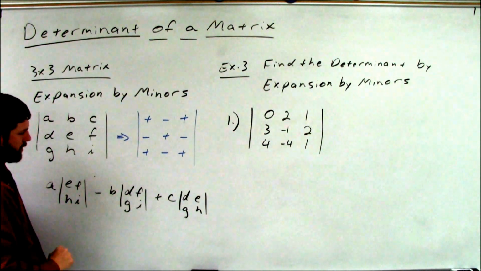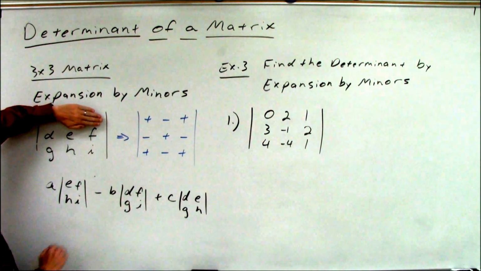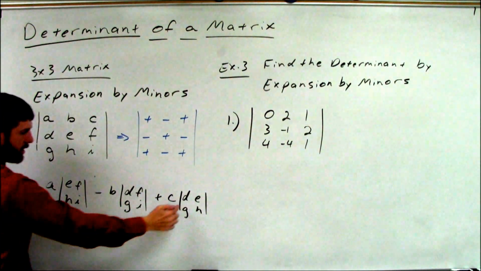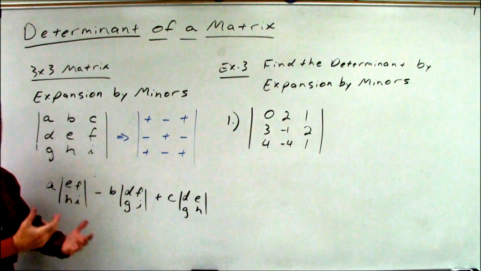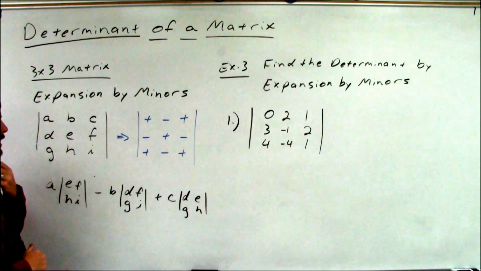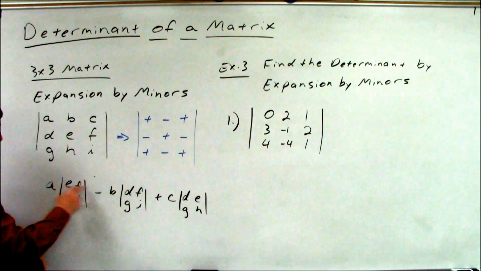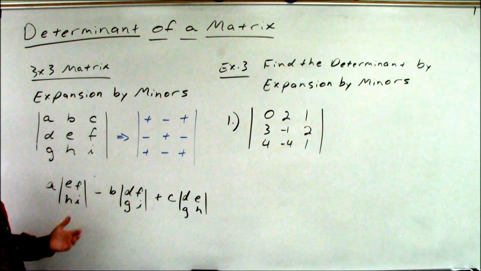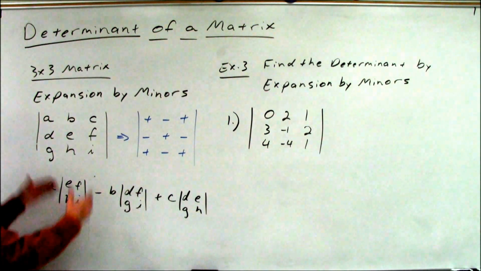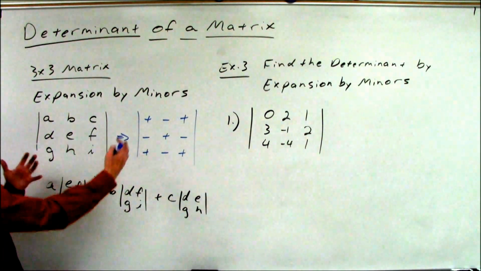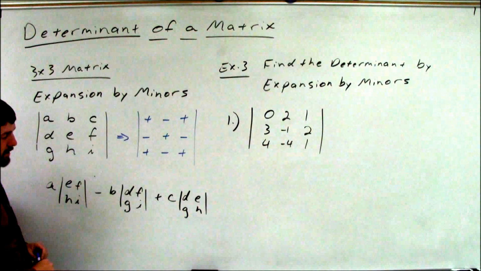And then the C is going to work the same way. Eliminate the row and column for C, and you can see the D, E, G, H. So you pick a row to work off of, and then to get the little mini determinants for each one of those values from that row, we just eliminate the row and column for that value, and what remains is what we're going to find the determinant of.